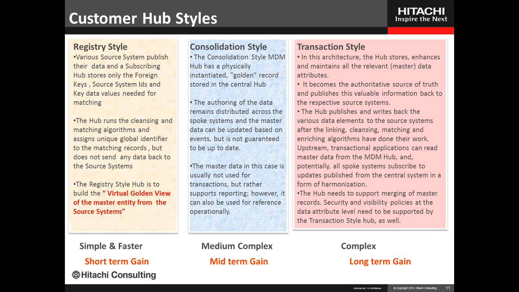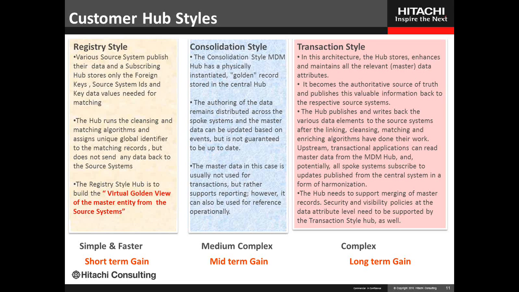Now comes the real hub, which we call a transactional hub. The transactional hub not only collects the customer record, cleanses it, and identifies the golden record, it also publishes back to the source system. So every source system will have something called subscribe and publish. What I mean by subscribe is that whenever a customer record is created in any of the source systems, it will be automatically sent to the customer hub.